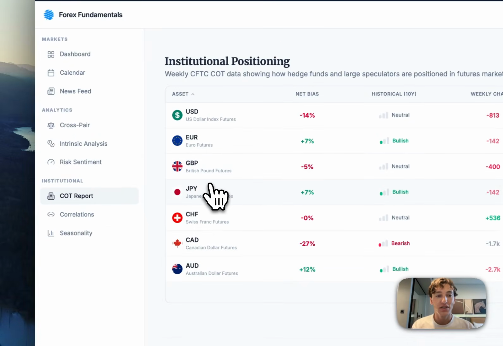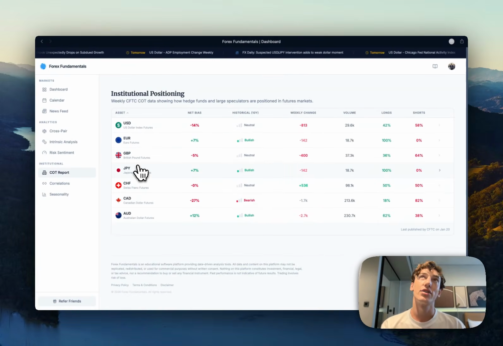Then we have the COT reports, and the COT reports can give you an extra layer of confluence to your fundamental bias, because you want to know how large institutions are positioned in the futures market. So it's only the futures market, so it's not the entire market, therefore the COT bias is not always right, but it can definitely give you a good indication of where the bigger players are positioned.